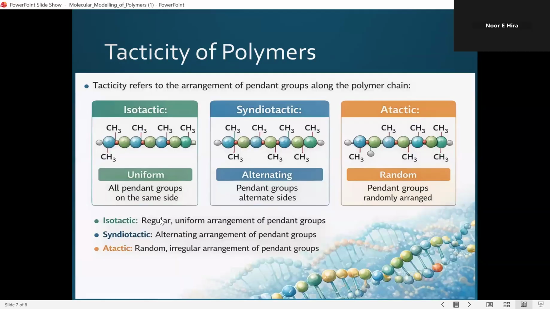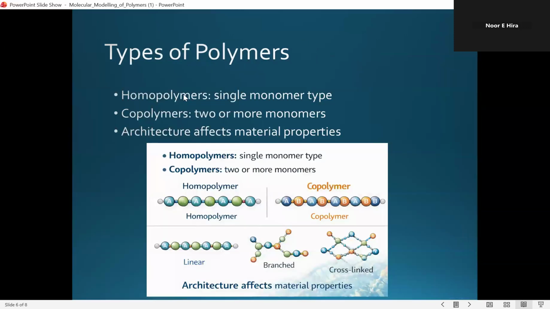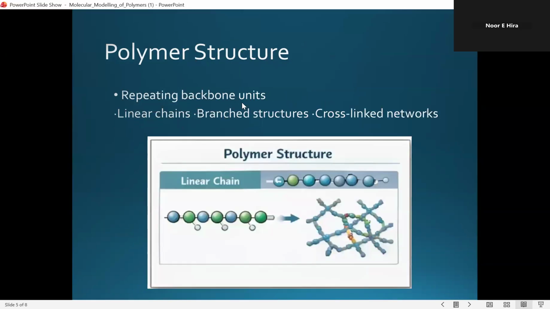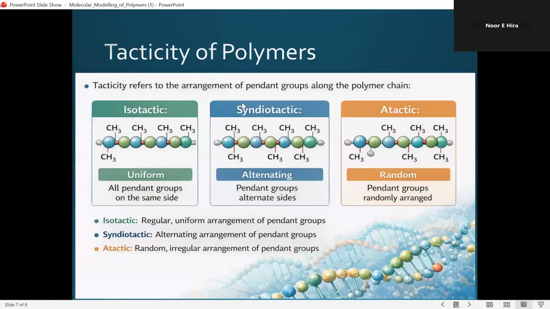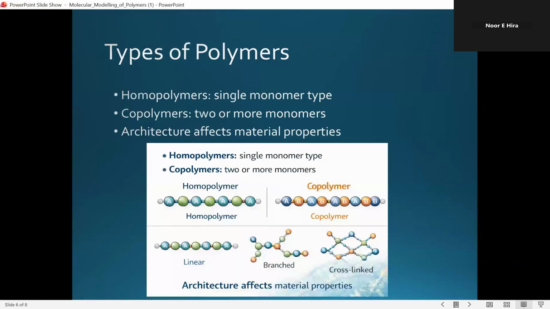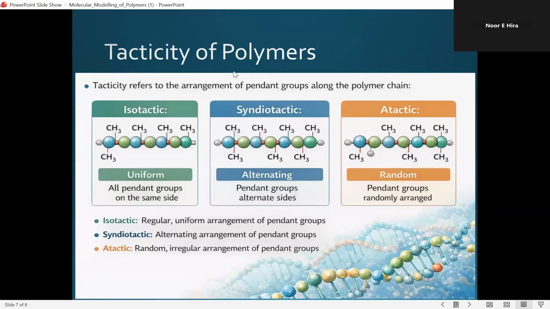This is very important. In the simulation environment, we also select this. We also select the type of polymer. We also select the monomer units. So these should be understood before proceeding with the simulation: what these are and why I am selecting this option.